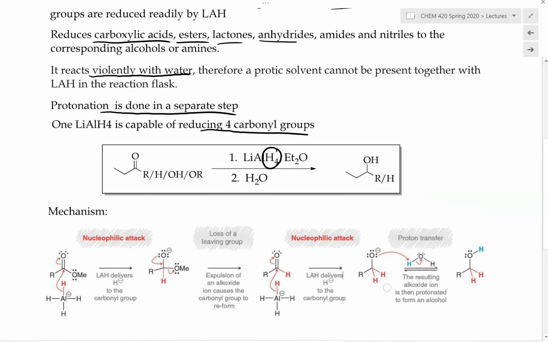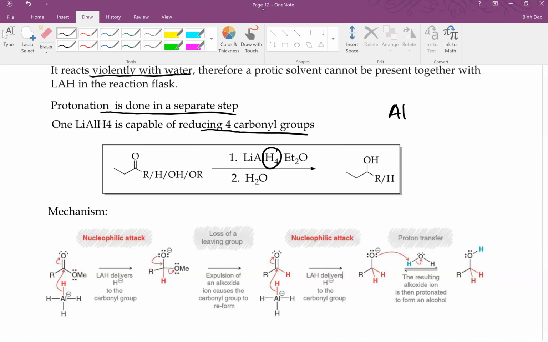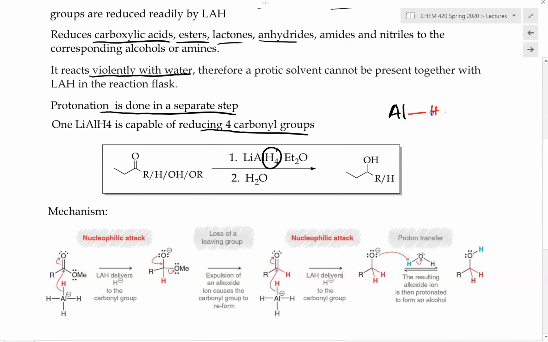And now let's discuss the reactivity of it. In the case of lithium aluminum hydride, this is the chemical structure. So the lithium is bonded to the 4 hydrogens.